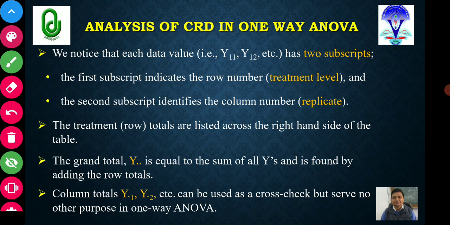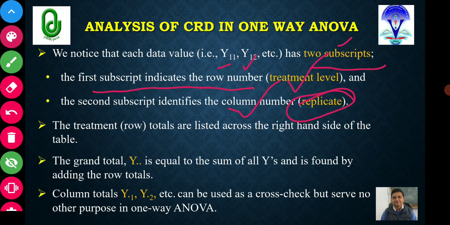We notice that each data value, that is Y11, meaning first treatment, first replication, then Y12, and so on, has two subscripts. What do they signify? The first subscript indicates the row number, that is the treatment level, so Y11 means first treatment. The second one signifies the column number, that is the replicate. So Y12 means first treatment, second replication.